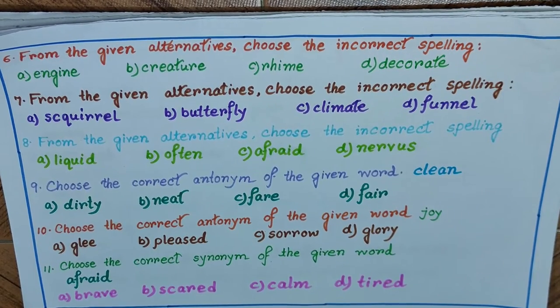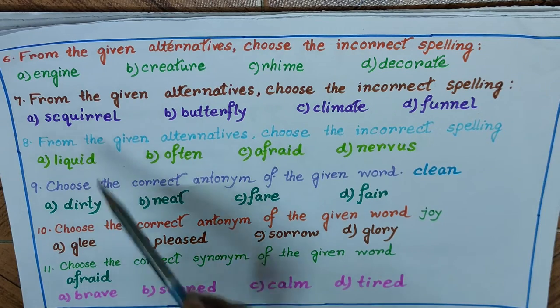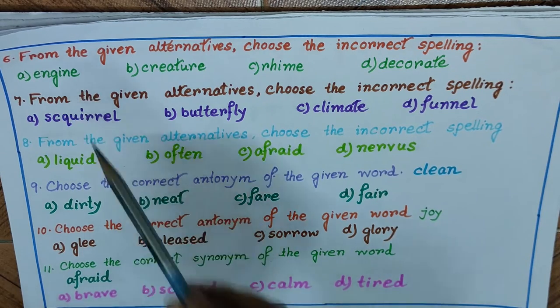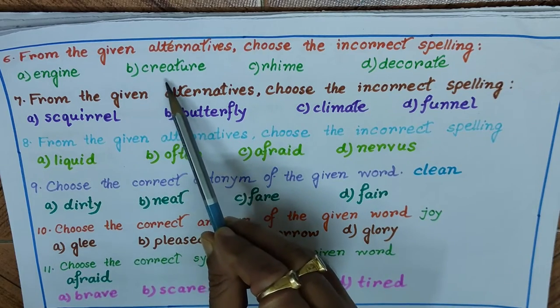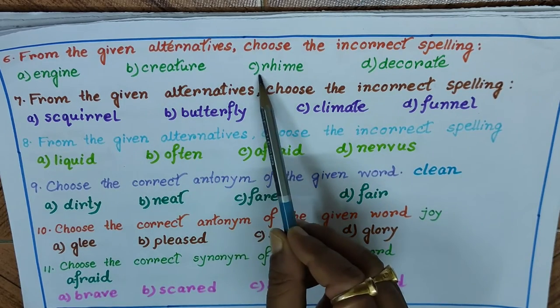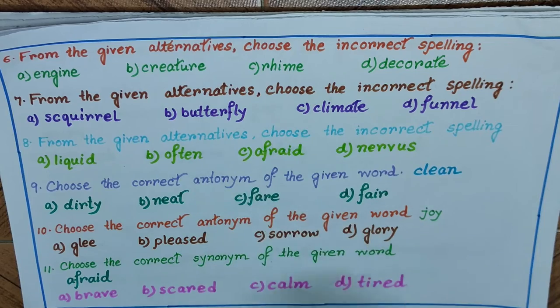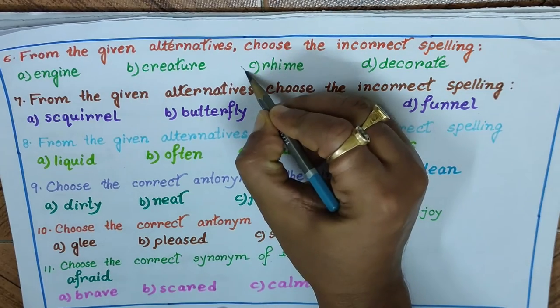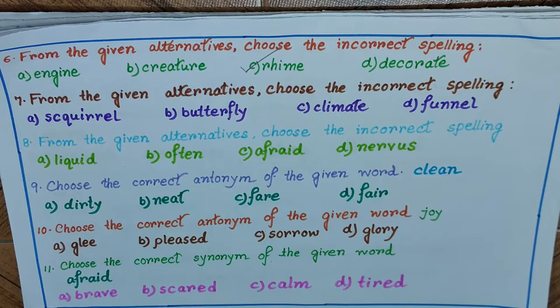Next, question number 6. From the given alternatives, choose the incorrect spelling. So E-N-G-I-N-E, option A is correct. B, C-R-E-A-T-U-R-E, creature is correct. C, R-H-I-M-E, is wrong because the spelling of rhyme is R-H-Y-M-E. So this is the incorrect spelling.